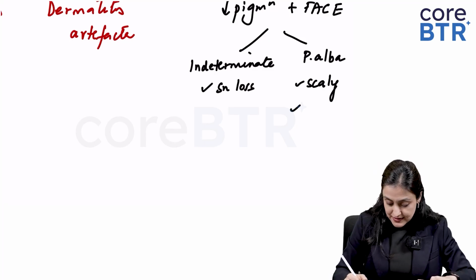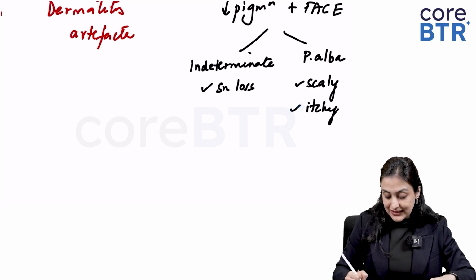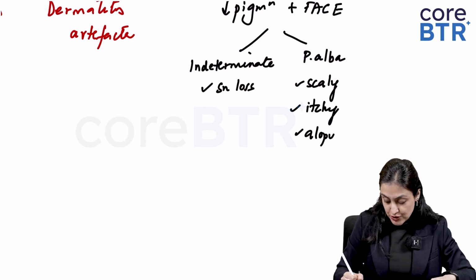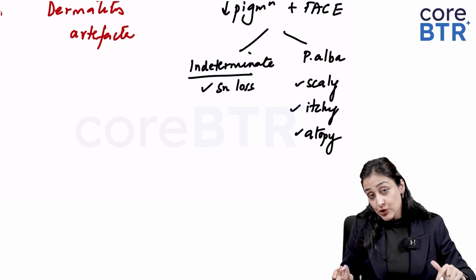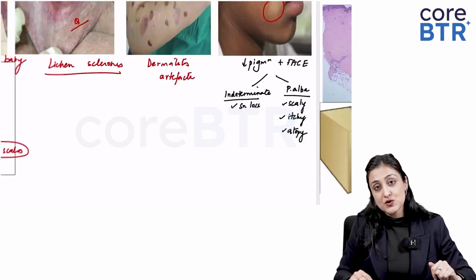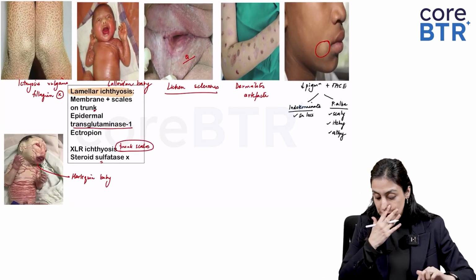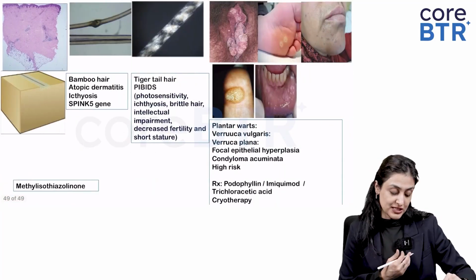There would be scales. It would be itchy, right? And there could be association of atopy. There is no sensory loss. So this is indeterminate leprosy, good prognosis. Pityriasis alba also has very good results on its own. So this is hypopigmentation with face.